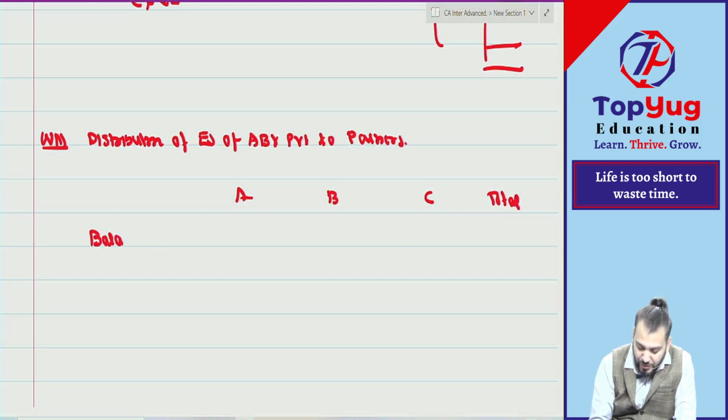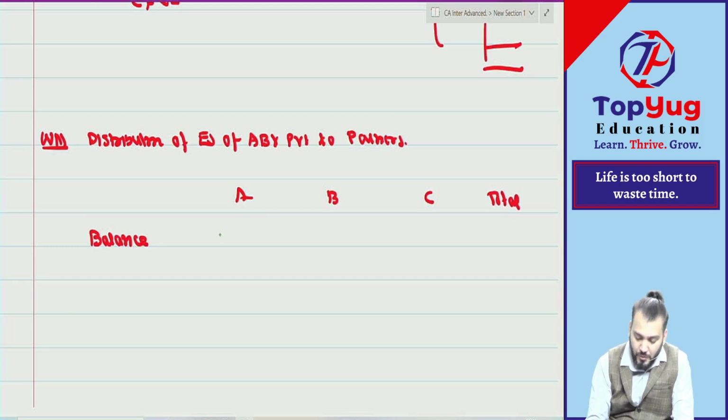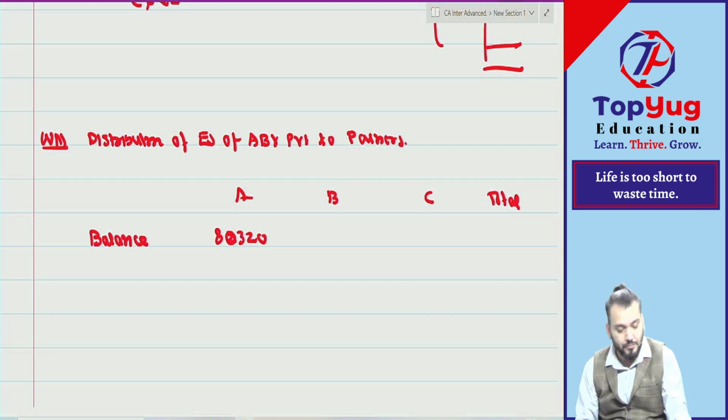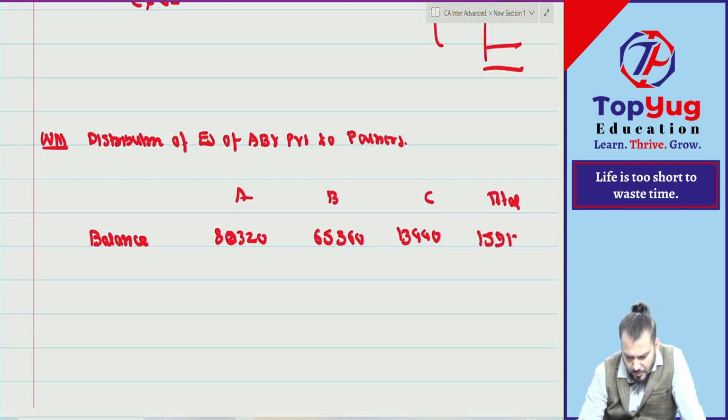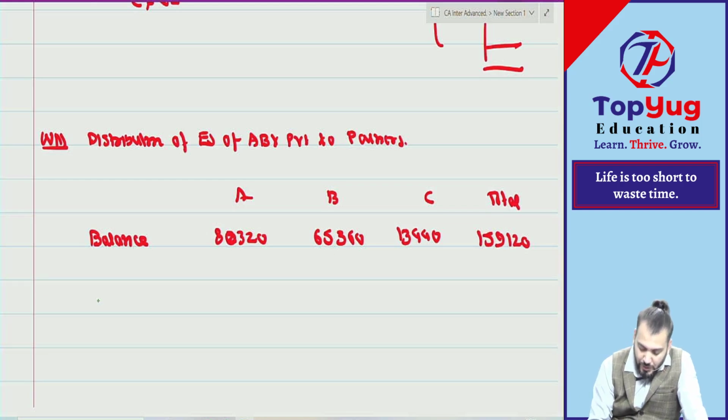Partners capital balance बताओ. 82,320, 80,320, 65,360, 13,440 total. 1,59,120. Correct.